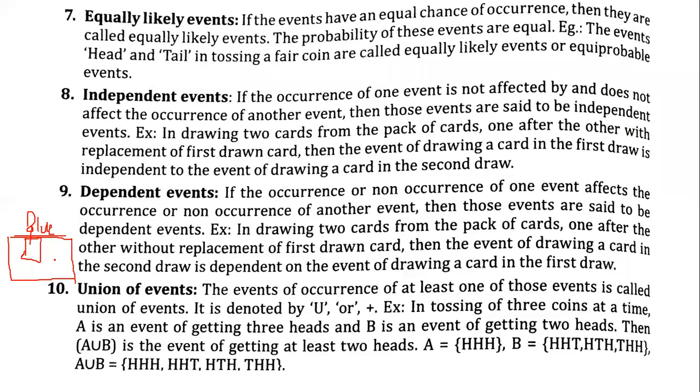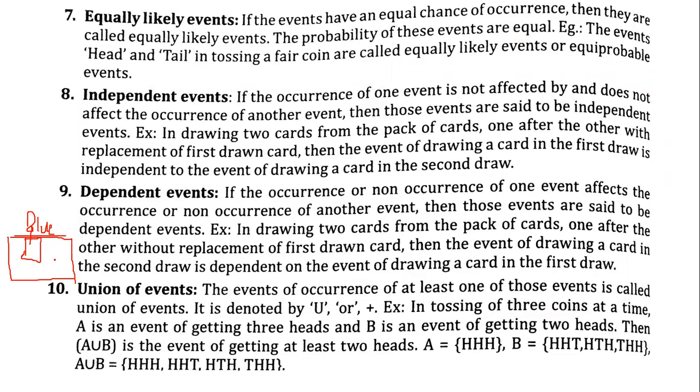And then the next important terminology is union of events. In union of events, it is the occurring of at least one of the events. The event of occurrence of at least one of those events is called union of events. It is denoted by U or plus. In tossing 3 coins at a time, A is an event of getting 3 heads, B is an event of getting 2 heads, then A union B is an event of getting at least 2 heads.